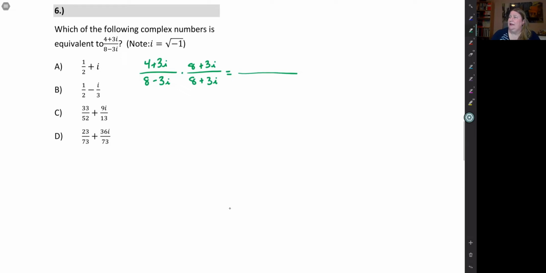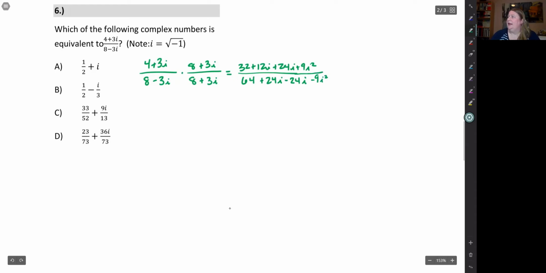4 times 8 is 32, plus 12i, plus 24i, plus 9i squared will be your numerator. Our denominator, 8 times 8 is 64, plus 24i, minus 24i, minus 9i squared. All right.